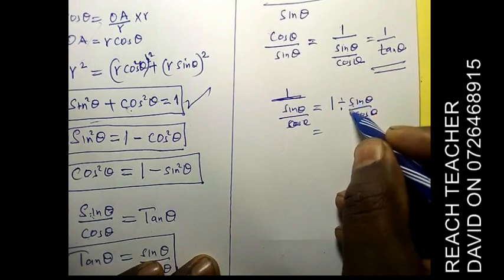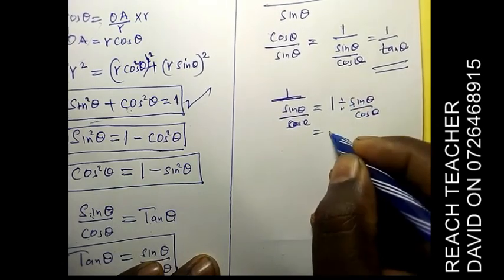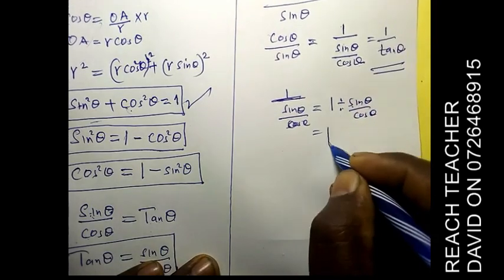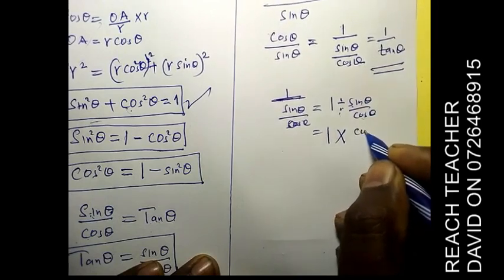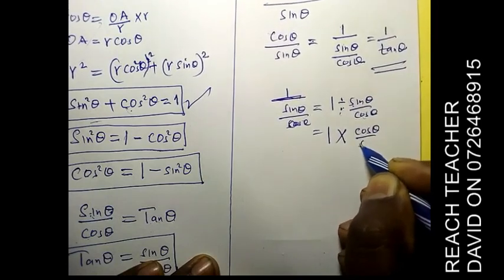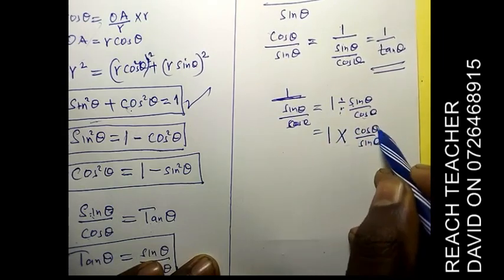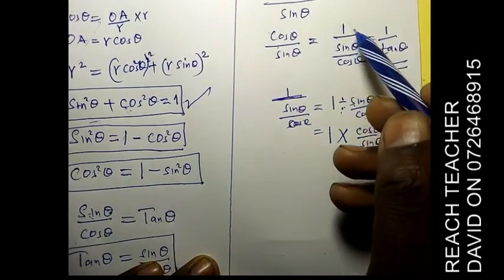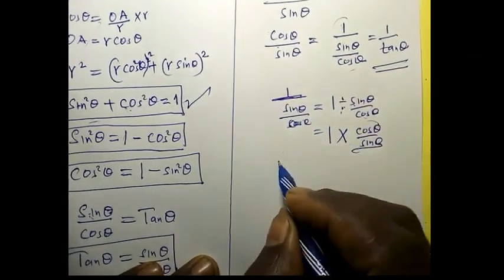So we want to remove the division sign and remember what you learned in fractions. So 1 times, when we multiply here, we have the reciprocal, which is cos theta divided by sine theta. So what is this? It is what we have. So I just wanted to show you that this one and this one is the same thing. Now let us go to example 2.